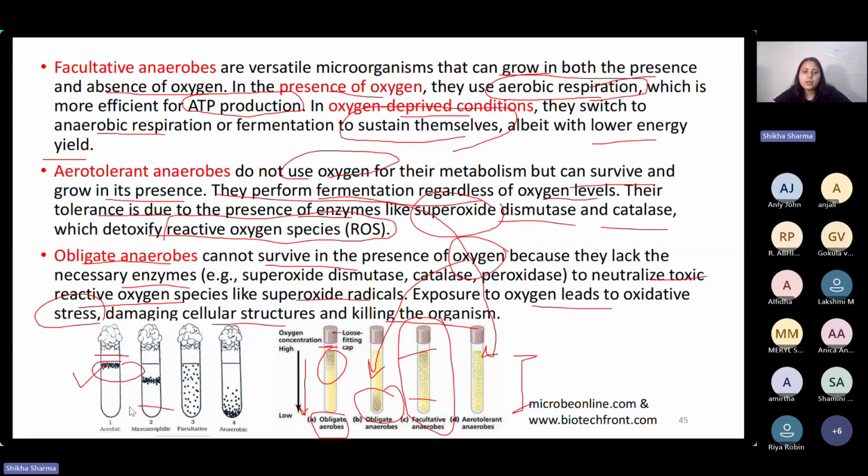And there is one more, which is microaerophiles. They need less oxygen for their survival, so they can grow in the middle of the medium.